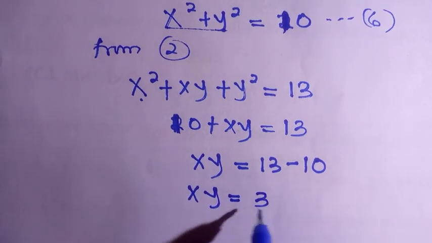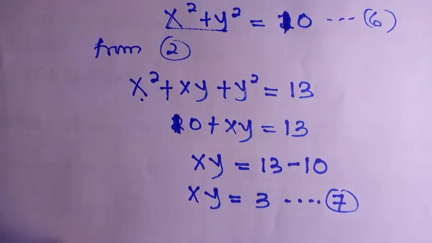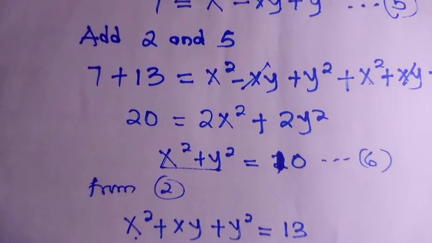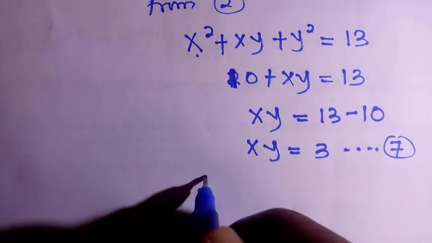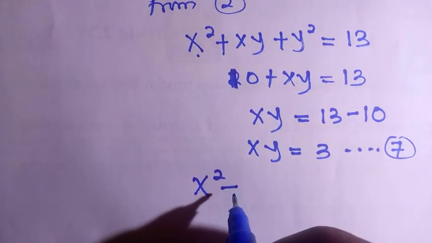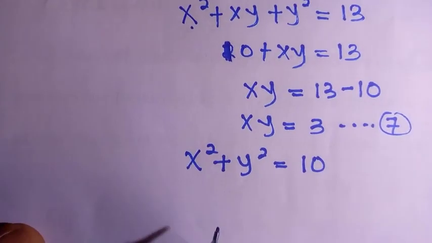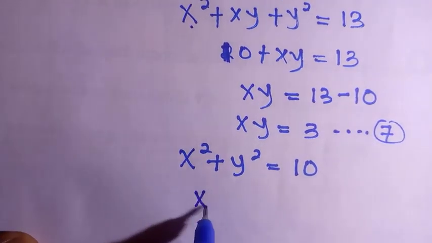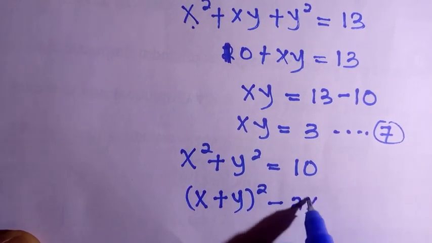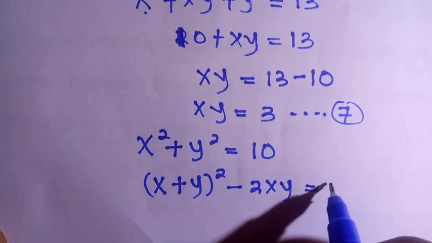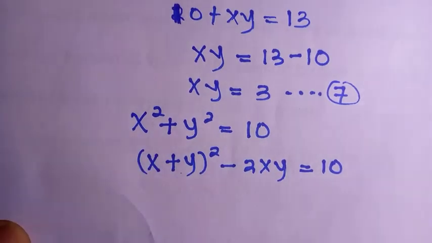So xy equals 3, and this is equation 7. The next thing we are going to do is consider equation 6, which says x squared plus y squared equals 10. This is a sum of two squares, which can be reduced to (x plus y) all squared minus 2xy, and this equals 10. We know xy is 3, so we can put it here.